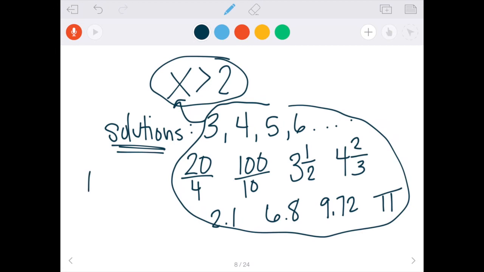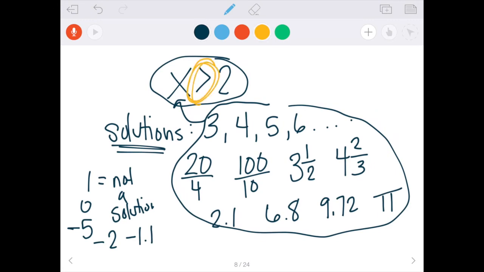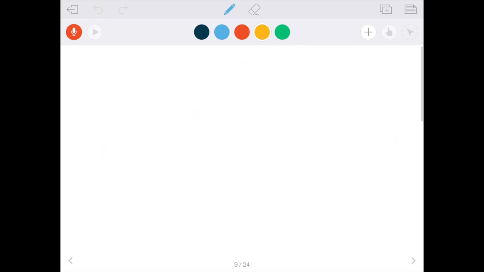1 is not a solution. 0 is not a solution. -5, -2, any negative, not a solution, because those numbers are not greater than 2. So solutions is just asking you what number could be plugged in for the variable, and it would be a true statement. So I'm going to give you some examples, and we'll see how you do.